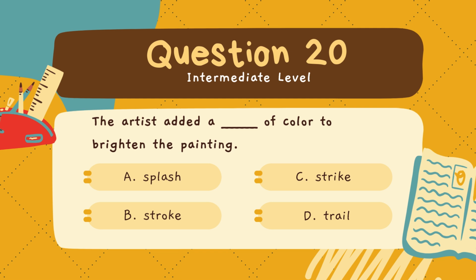Question 20. The artist added a of color to brighten the painting. A. Splash. B. Stroke. C. Strike. D. Trail.